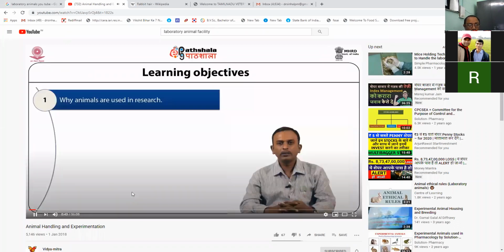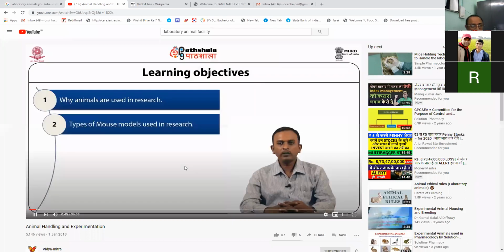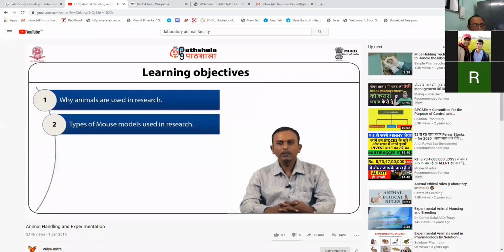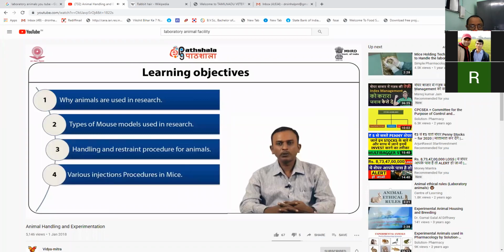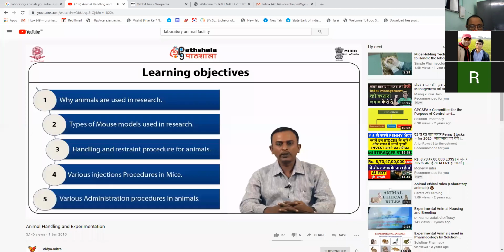Research. Types of mouse models that are used in research. How to handle and restrain animals used for research, the procedures, and various injection procedures used particularly in mouse models, and various administration procedures in animals.